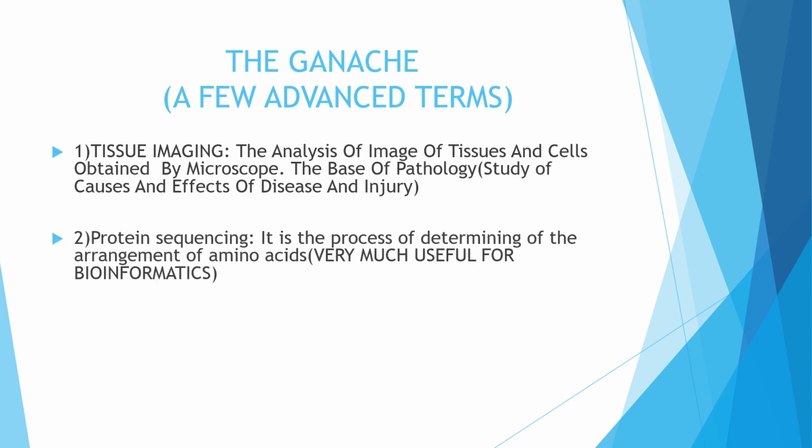The next term, protein sequencing. It is the process of determining the arrangement of amino acids in a human body. How are these amino acids and proteins, the structure of these proteins, arranged in a human body? Can it be in other forms as well? Well, protein sequencing answers these questions. It is bread and butter for bioinformatics. It is a must for that. So if you consider a career in bioinformatics, do consider studying protein sequencing.